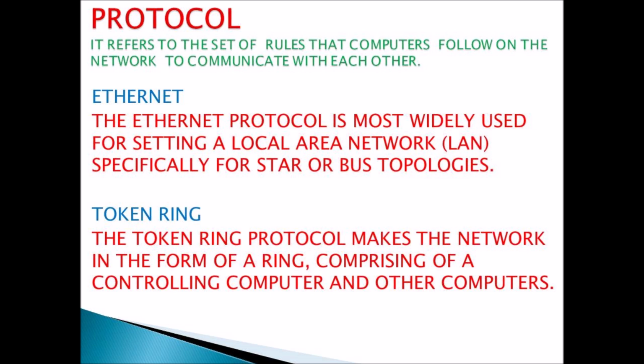This protocol has become obsolete because it has so many disadvantages, as we have seen in the ring topology, so it is no longer in use today. The data must travel through all the devices that are connected in the network, so that takes more time for communication. That's why the token ring protocol has become obsolete and is no longer in use today.